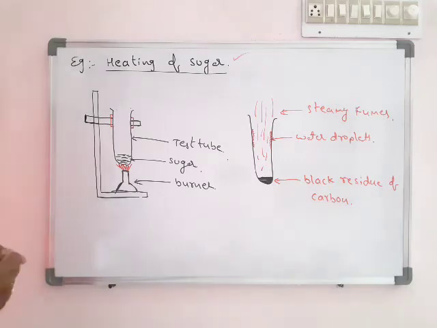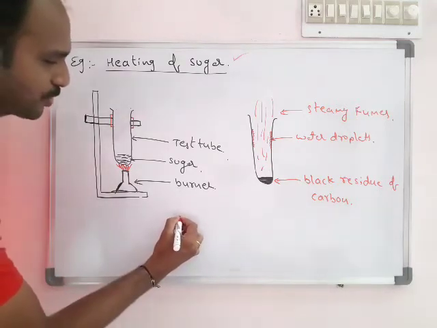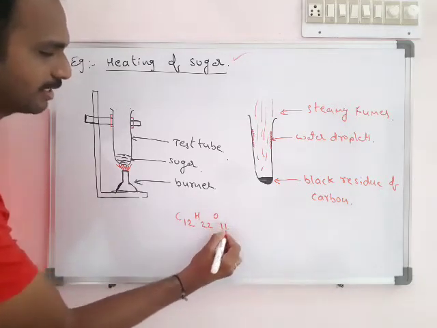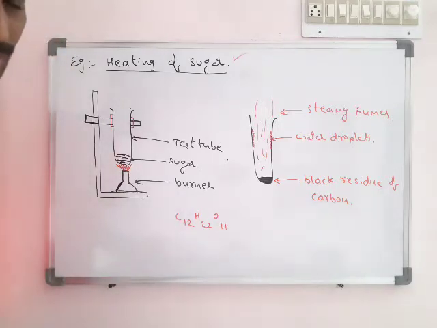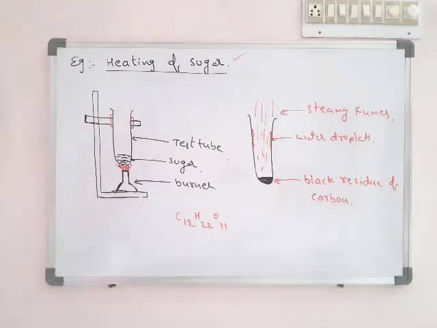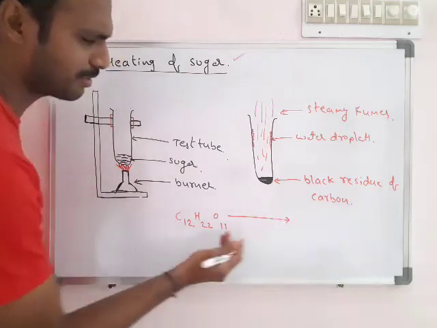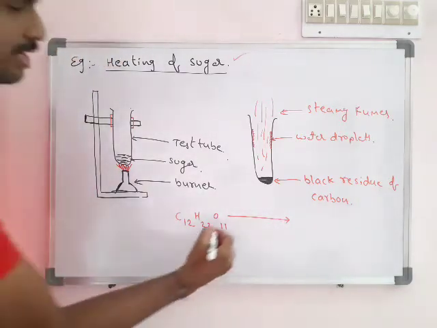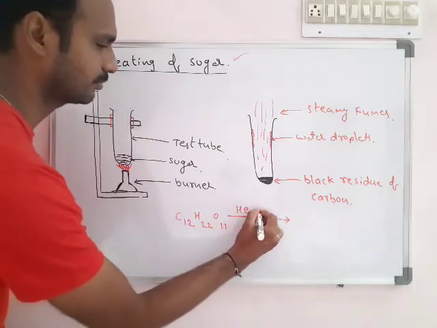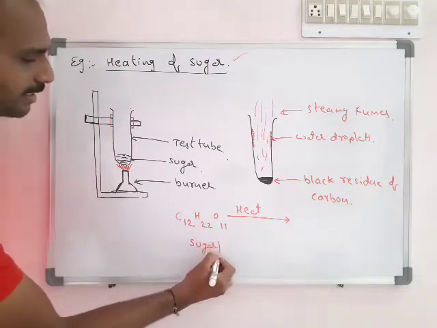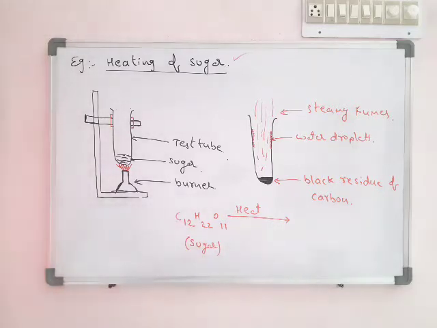So what reaction is involved here? What is the formula of sugar? The sugar formula is C12H22O11. It is also treated as sucrose. Sucrose is nothing but sugar, exactly. On heating, I am writing it as sugar, but generally it is treated as sucrose.